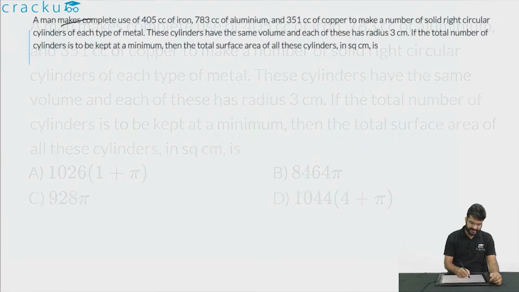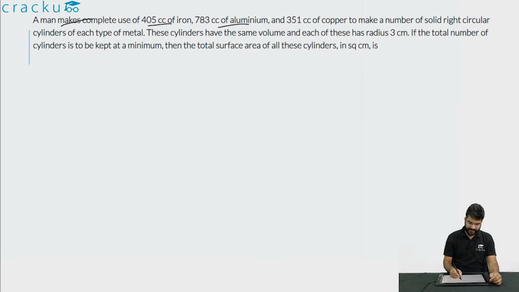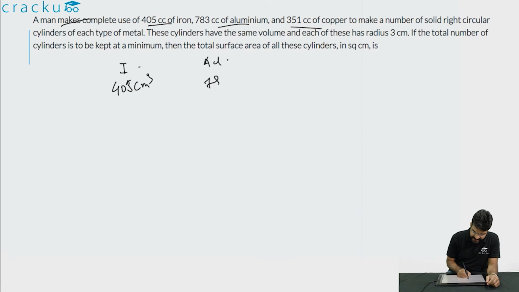A man has three metals: iron, aluminium and copper. The volume of iron is 405 centimeter cube. The volume of aluminium is 783 and the volume of copper with him is 351. Using these metals, he is making small cylinders. The radius of each of the small cylinders is 3 centimeters. We don't know the height.